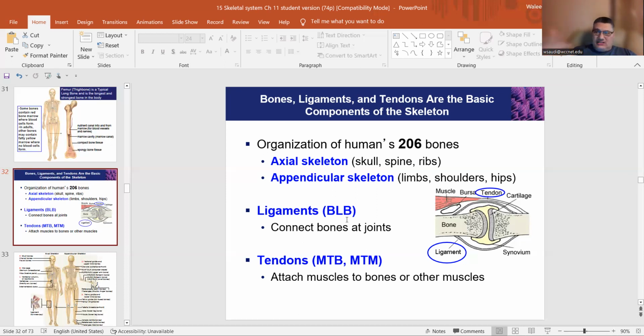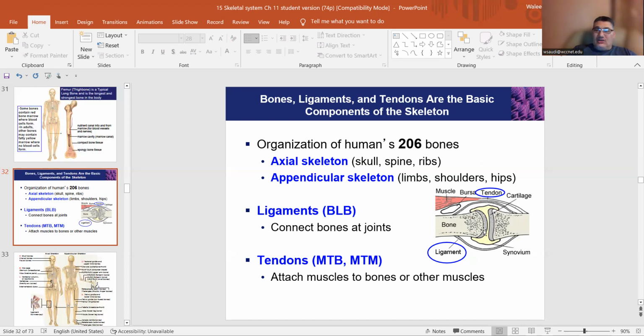Remember, we're doing the skeletal system, which is the bones, but you need to know that we have ligaments attached to the bone. Why? Ligaments attach bone to bone. Bone to bone, like this. Look at this. Like this. Bone to bone. Look at this. Bone to bone.